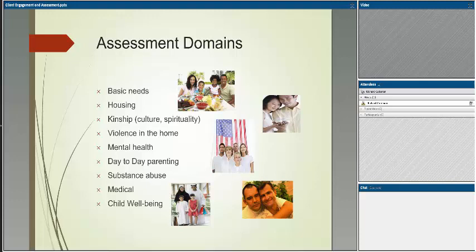So when you're assessing, make sure that you're looking at all of those things: violence in the home, whether it's occurring or whether it isn't, what's the mental health for all the people that are there, day-to-day parenting. Are you able to meet the basic needs of the kids that you're looking at? Is substance abuse something that occurs on a regular basis? Are there medical concerns? What about children, and are they being taken care of in a good fashion? These are all assessment domains or conversations that you want to have with clients when it's appropriate, when you're looking at those kinds of family assessments and interventions.